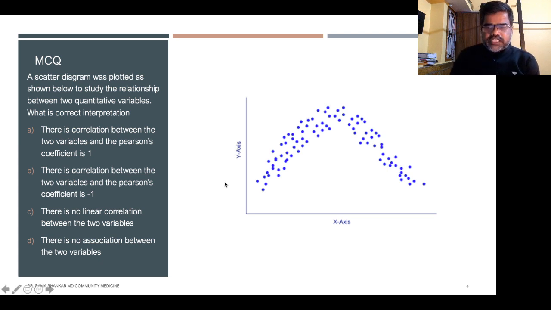Just see, two quantitative variables, x-axis and y-axis, were plotted, and when plotted, because of their correlation, it is showing a bell-shaped curve. So what do you think? Is there a correlation with a Pearson coefficient of 1, or a correlation with a Pearson coefficient of minus 1? Or is there no linear correlation, or no association?